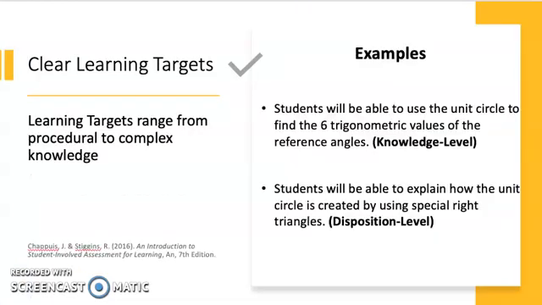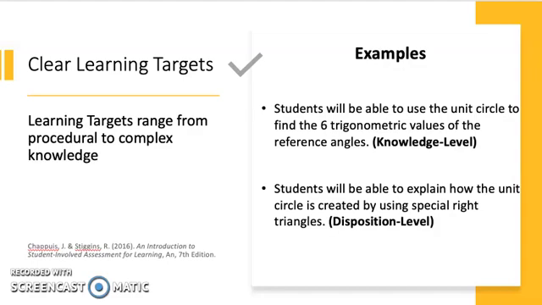Learning targets range from procedural to complex. So here are some examples. Students will be able to use the unit circle to find 6 trigonometric values of reference angles. This is more of a knowledge level procedural goal. So that means that it will take a lot fewer or not as complex questions in order to assess whether students reach this goal.